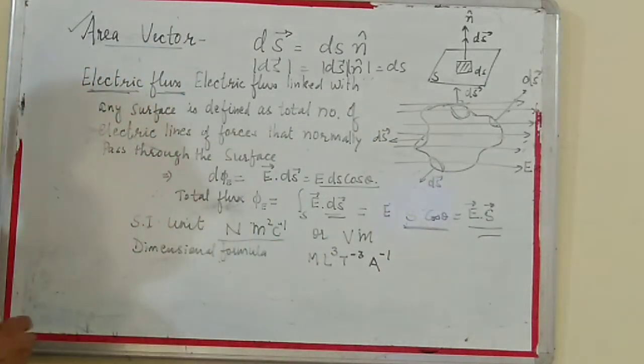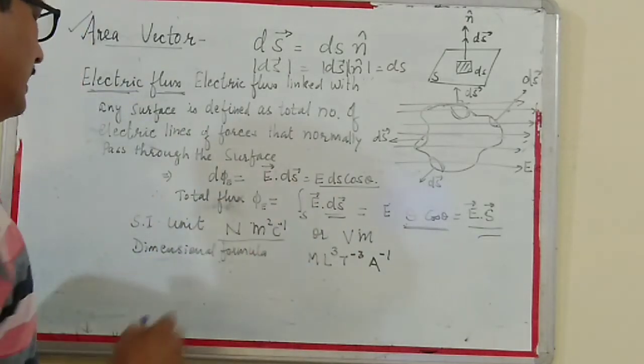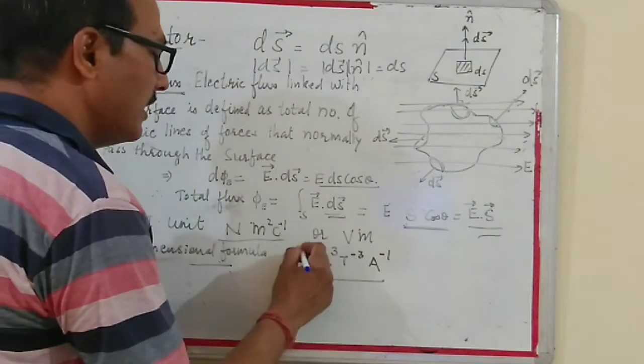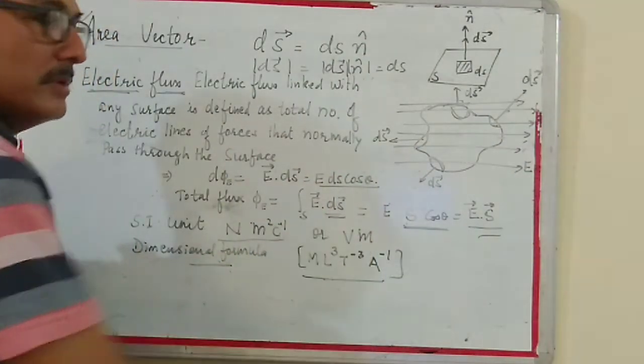Its SI unit is newton meter square per coulomb or volt meter. The dimensional formula is M L^3 T^-3 A^-1.